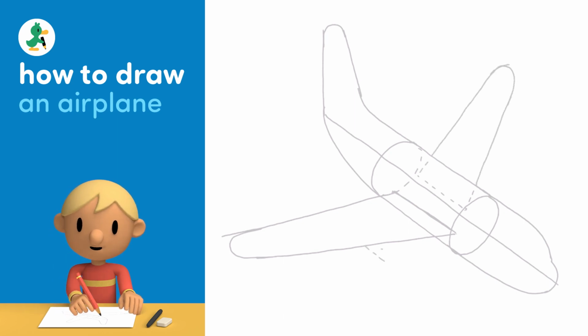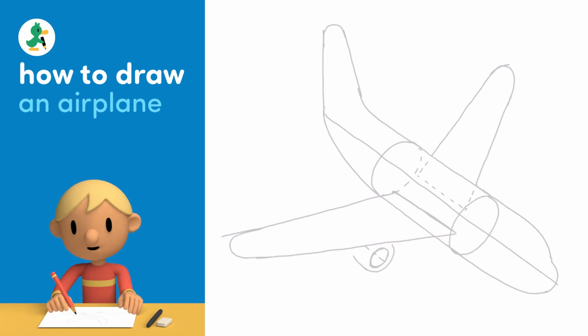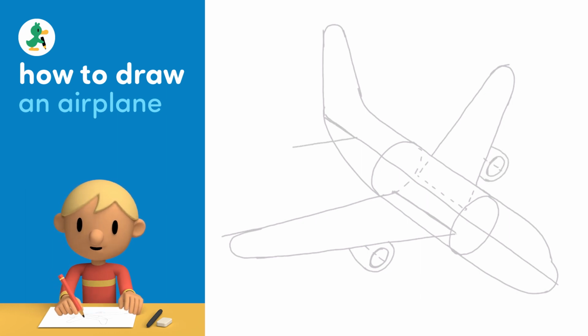Draw the engines with an oval for the opening, add an outline around it to complete the shape. The tail wings are like mini versions of the big wings.